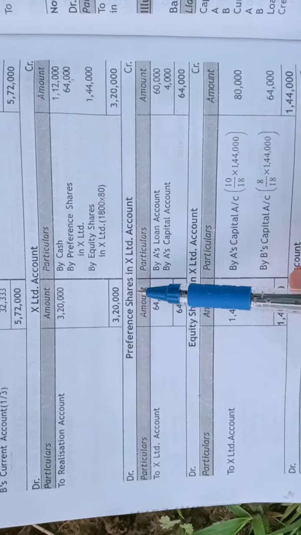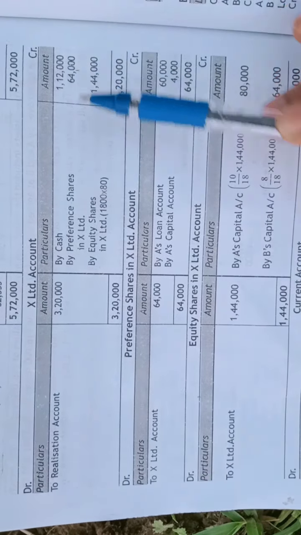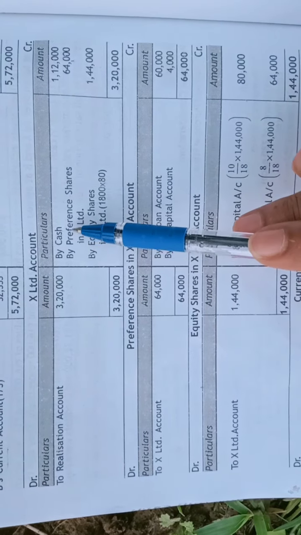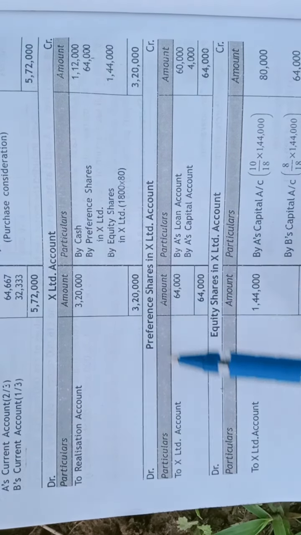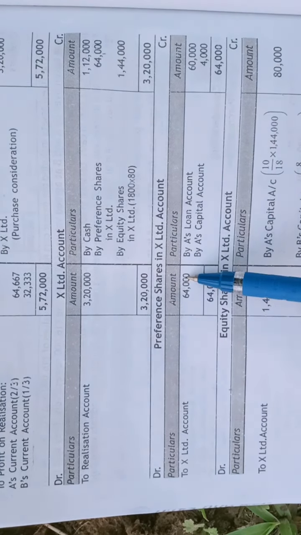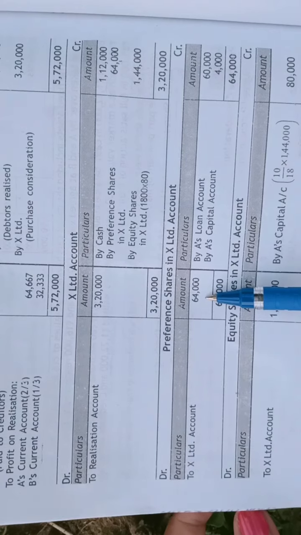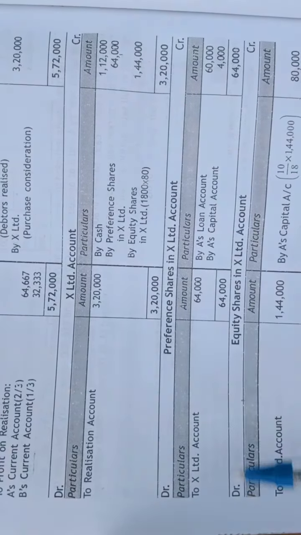Next thing is preference shares in X Limited account. So preference shares 64,000 rupees. X Limited account credited by preference shares account, debited to X Limited account 64,000 rupees. This 64,000 rupees is used for A's loan account.